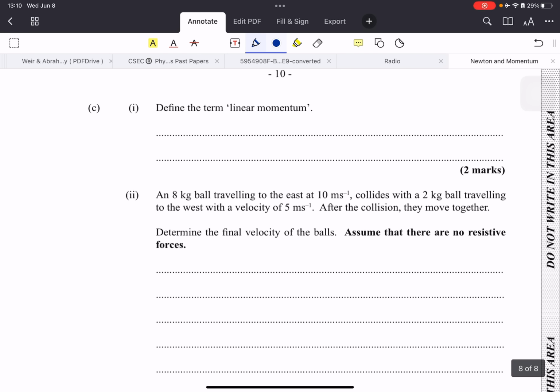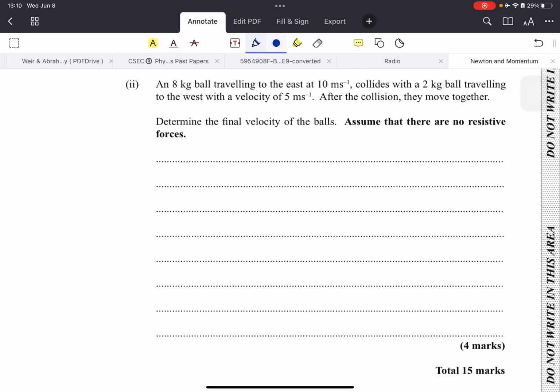Okay, define the term linear momentum. So this is very simple, right? So linear momentum is the product of a body's mass and its velocity. Now this is different from the law of conservation of momentum, which says that the total momentum before collision is equal to the total momentum after a collision. So don't be confused when they ask you to just describe linear momentum. That's just describing the formula, okay?